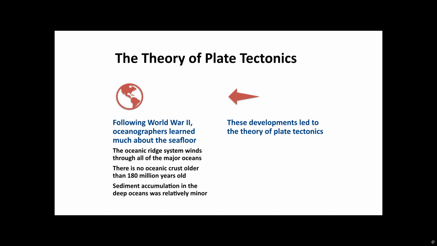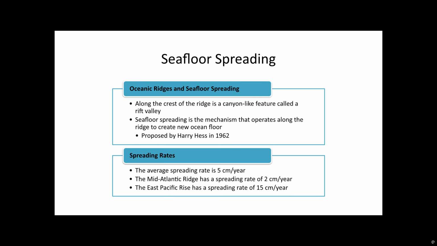oceanographers learned that we have an oceanic ridge system that winds through all of the major oceans. We learned that there is no oceanic crust older than 180 million years old through the Ocean Drilling Project. And through this same project, we also discovered that sediment accumulation in the deep oceans was relatively minor. This led to the concept of seafloor spreading.